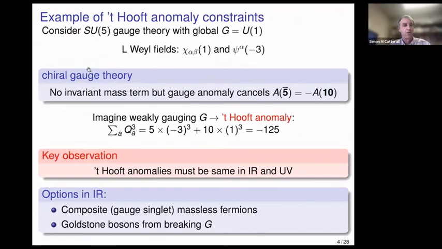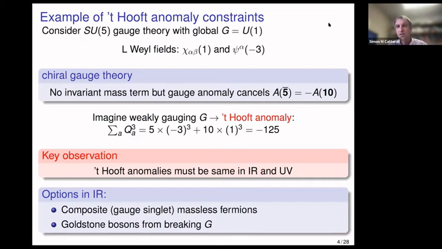All right, so let me start off in the continuum and remind you what we mean by 't Hooft anomalies. Okay, so let's just think about an SU(5) gauge theory with a single global U(1) symmetry G. All right, and we'll take just chiral fields, left Weyl fields. We'll take a 10 and a 5 bar, the chi and the psi, and they have charges 1 and -3 under the U(1), right? So this is basically the Georgi-Glashow theory. It's a GUT theory from a long time ago, but it gives us an interesting place to start the discussion.